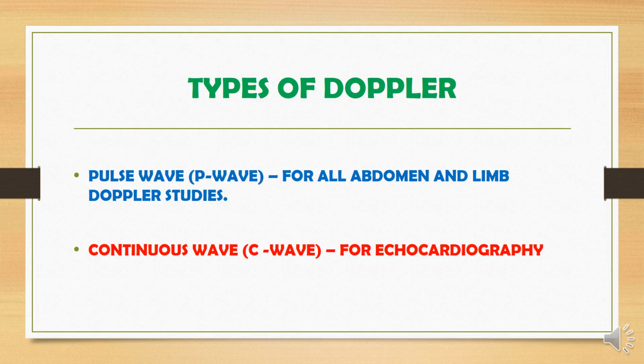So there are two types of Doppler we are using. One is called pulse wave or P wave Doppler, which is used for all kind of abdomen and limb Doppler studies. And another one is called continuous wave or C wave Doppler, which is used for echocardiography.